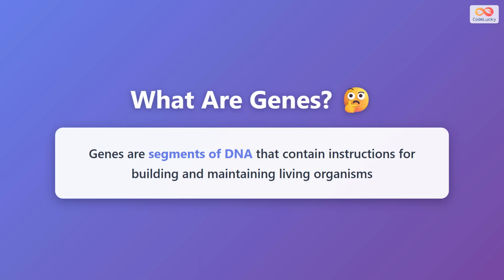So, what exactly are genes? Genes are segments of DNA that contain instructions for building and maintaining living organisms. Think of them as tiny instruction manuals written in a chemical code. Each gene carries specific information that tells your cells how to make proteins, which are the building blocks of life. These instructions determine everything from how your body grows to how it functions.